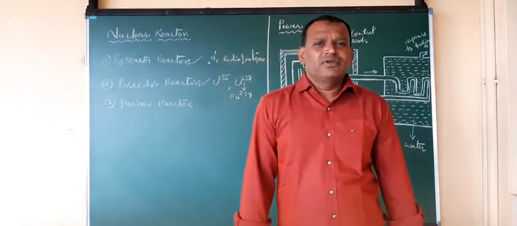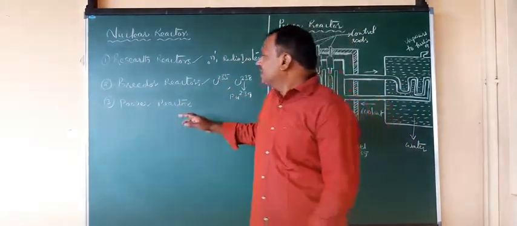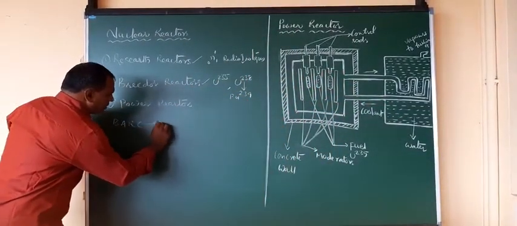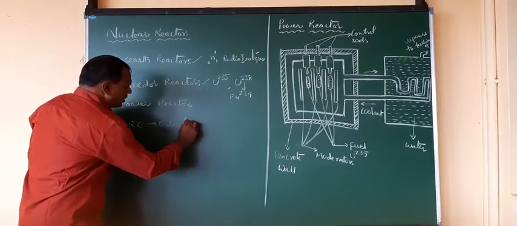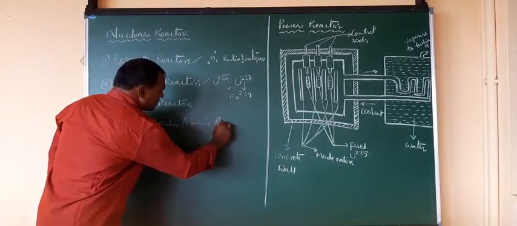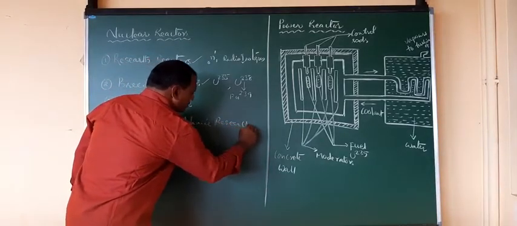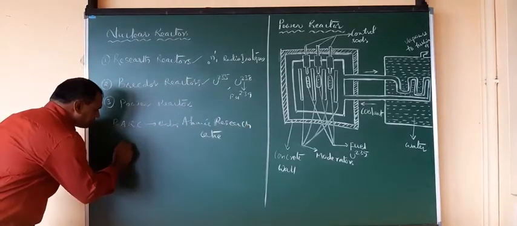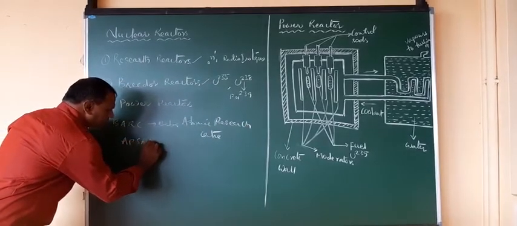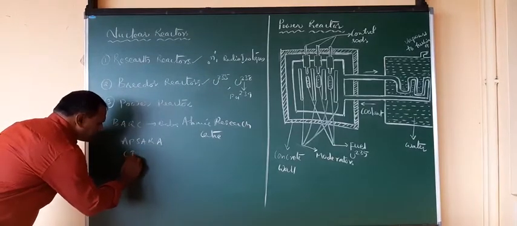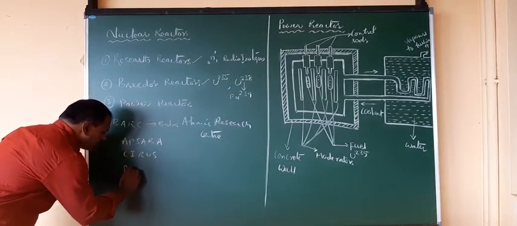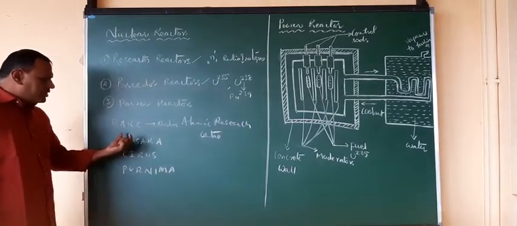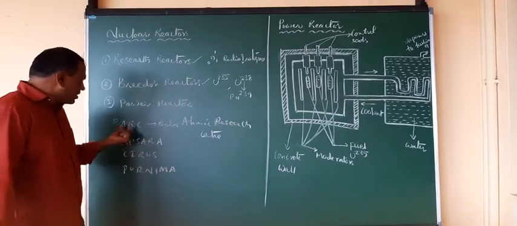So these different types of nuclear reactors are under the branch of BARC, that is Bhabha Atomic Research Centre. In this you can have Apsara, Cirus, and Purnima. Like this, you can have different names of the reactors which are under this BARC.